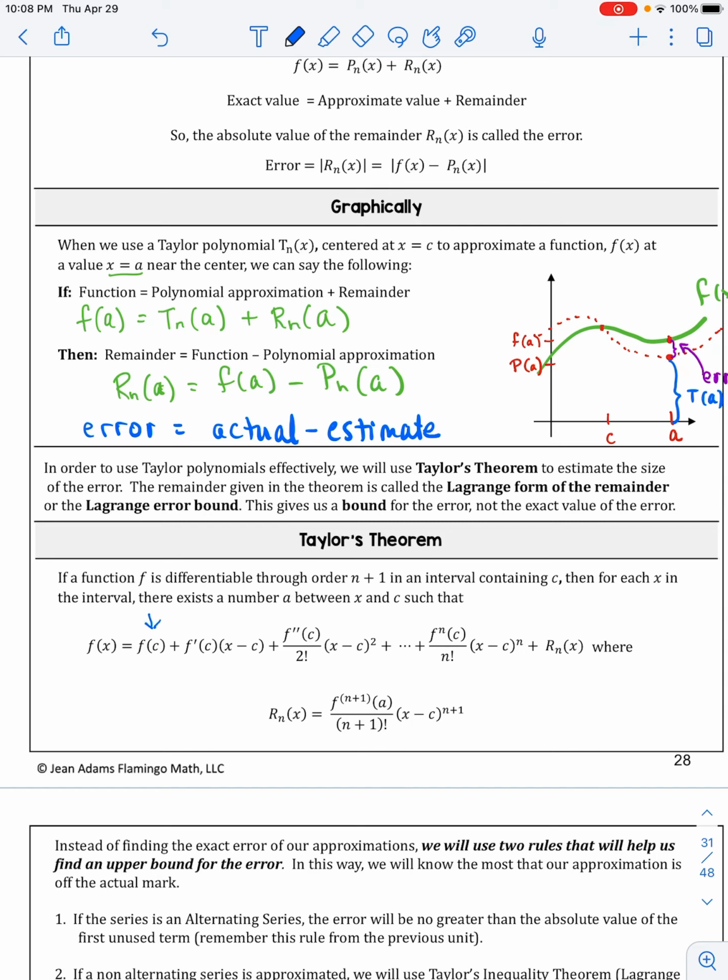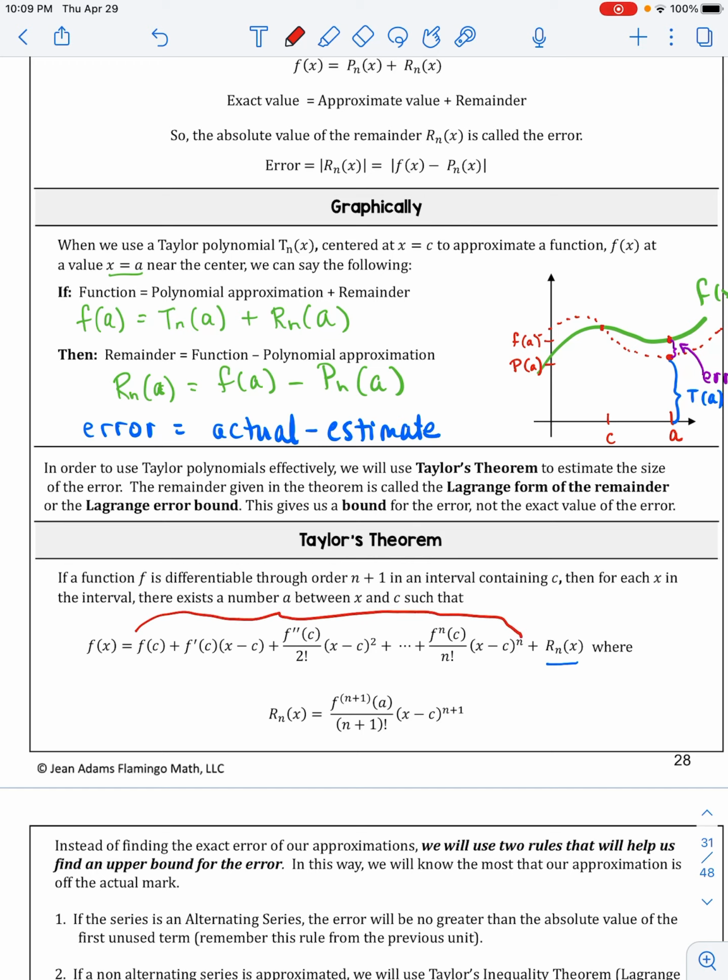x in the interval, there exists a number a between x and c, such that f of x is equivalent to, this would be our first term of the Taylor polynomial, this would be our second term of the Taylor polynomial, this would be our third term, and dot, dot, dot, all the way to our nth term, and then whatever is left over is the remainder. So that's down here. That's your remainder.